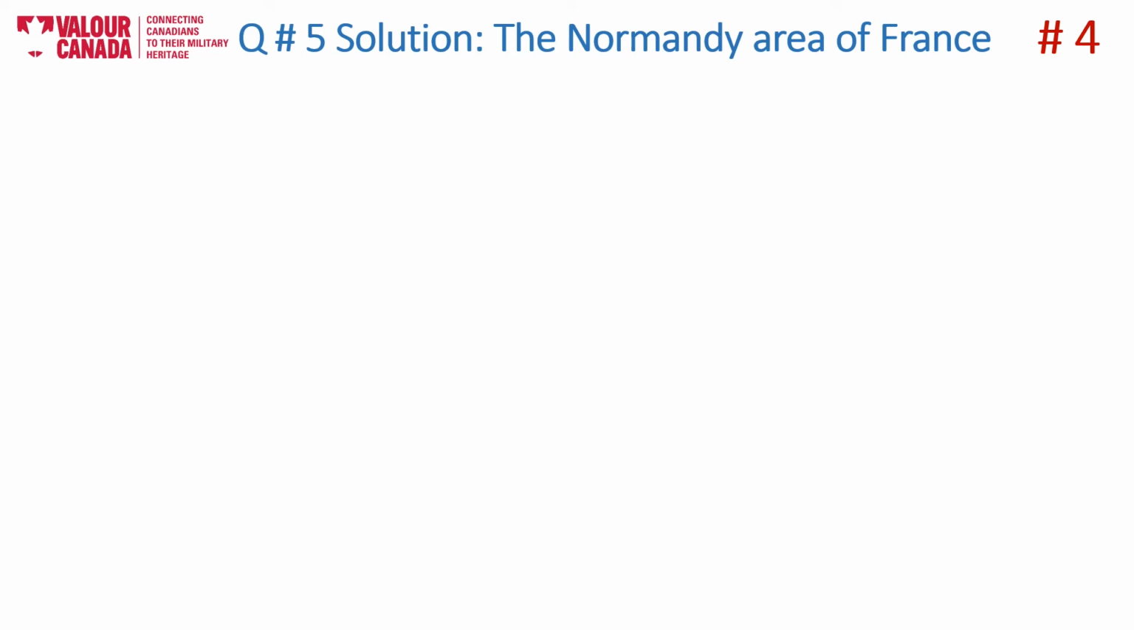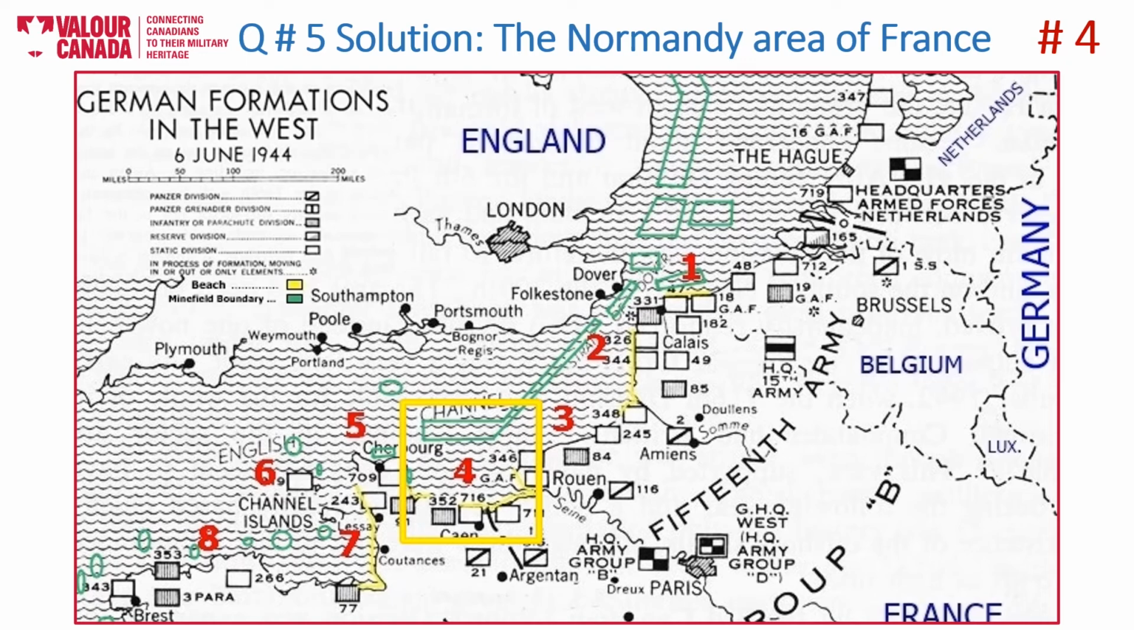Question number 5, the pièce de résistance. Where was the location of your attack? And for those of you who are observant, you already see the answer in the top right-hand corner, number 4. And number 4 on the map is surrounded by the yellow square.